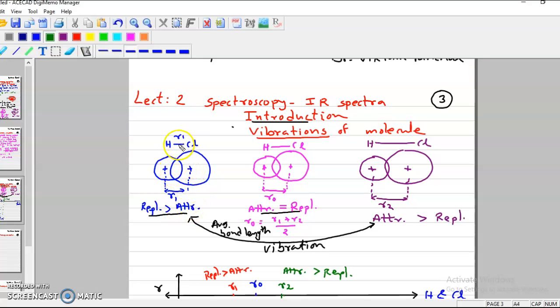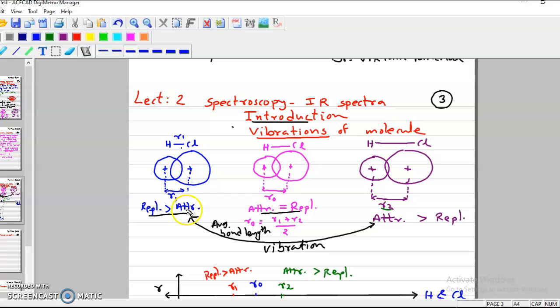So R1 distance is not a distance where they are stable because repulsion is greater than attraction. Therefore they will move ahead and go away from each other and reach this distance R2, where attraction is greater than repulsion. At this distance overlapping is very little, so even here they are not stable. From this R2 distance they will again move to R1 distance, from R1 to R2 and R2 to R1.